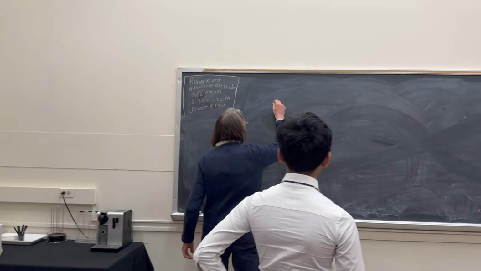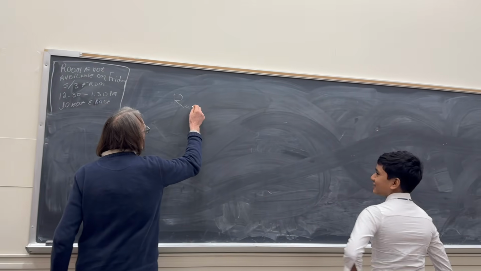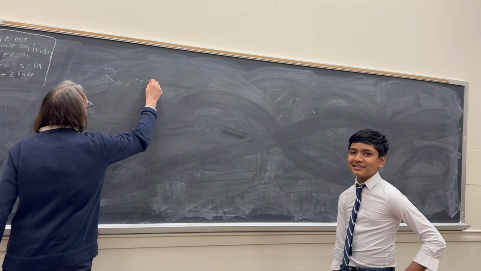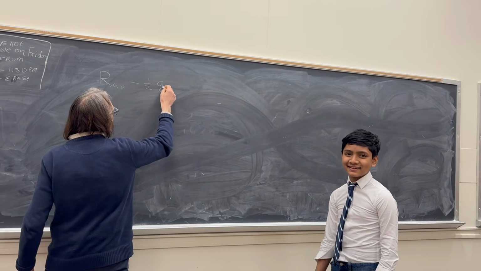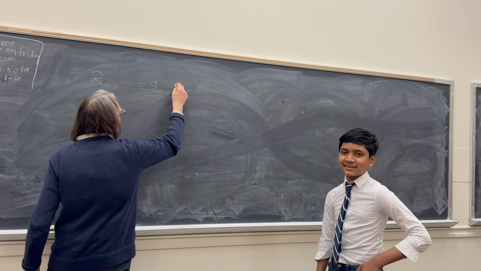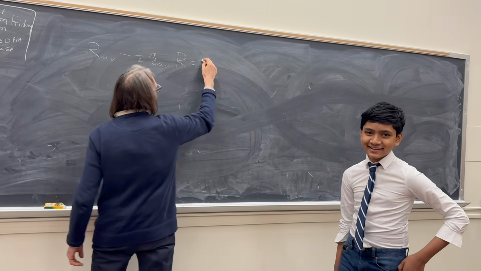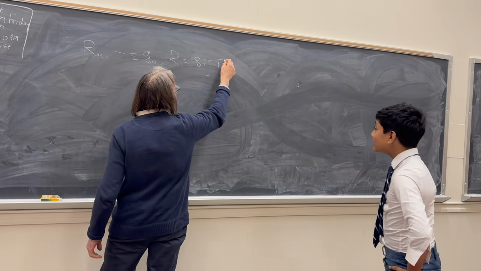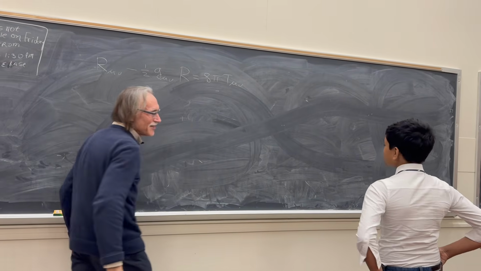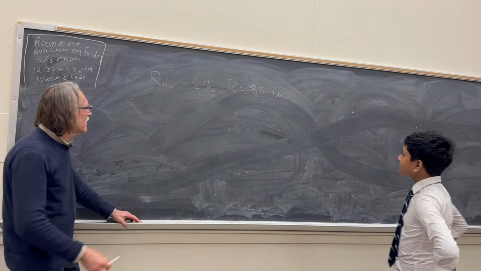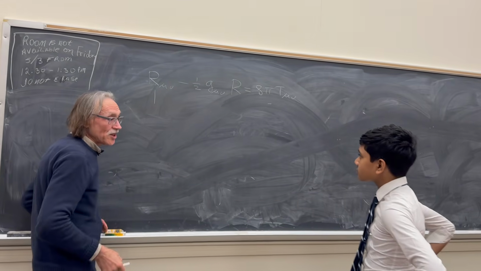We had the Einstein equation. You seem very excited about that. Yeah. I don't think we're going to reach it in this session, unfortunately. So this is the Einstein equation, and this is the so-called Ricci tensor.